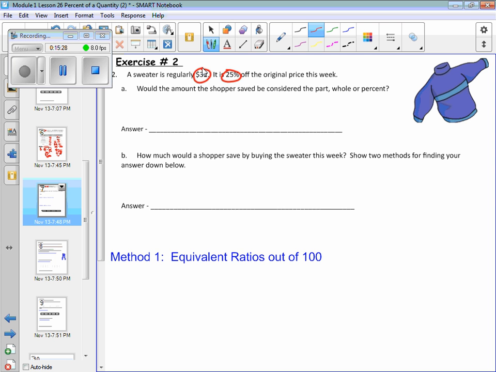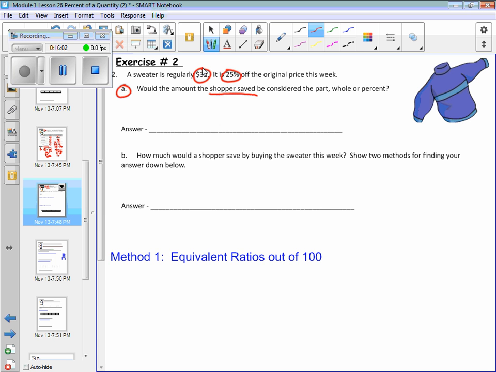When you get to question 2A, you have to make your first important decision, and it's a little bit of a leap for you, but it's a very crucial decision. Would the amount that the shopper saved be considered the part, the whole, or the percent? When you have a savings of something, is that savings the part, the whole, or the percent? Well, what is it definitely not? Let's do elimination. What can we cross off the list?